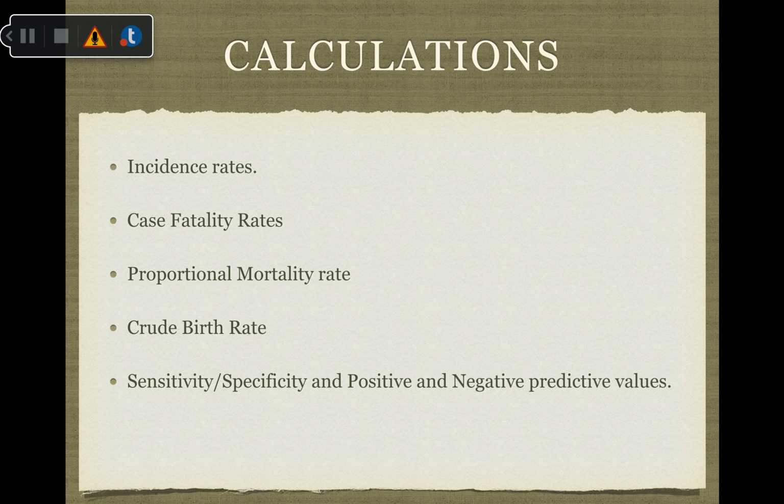Again, calculations, I think I mentioned some of these earlier, but incident rates, case fatality rates, proportional mortality rate, crude birth rate, and sensitivity and specificity and positive and negative predictive values. Again, we've seen all these calculations before in previous tests. I went back and I just changed the numbers around.